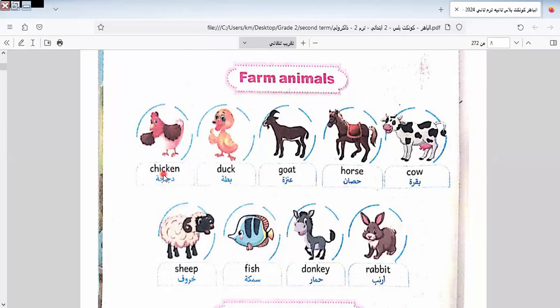Chicken. Here we have chicken, duck, goat, horse, cow, sheep, fish, donkey, rabbit. Repeat after me. Chicken, duck, goat, horse, cow, sheep, fish, donkey, and rabbit.